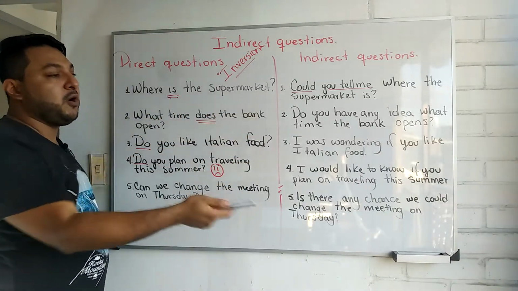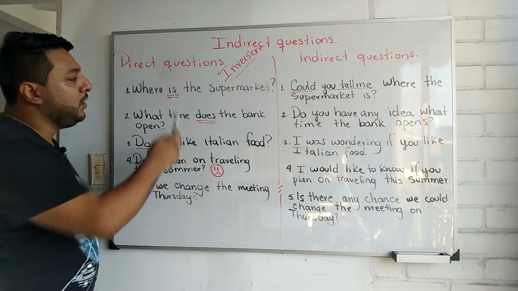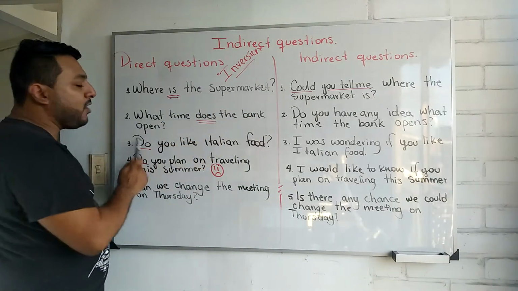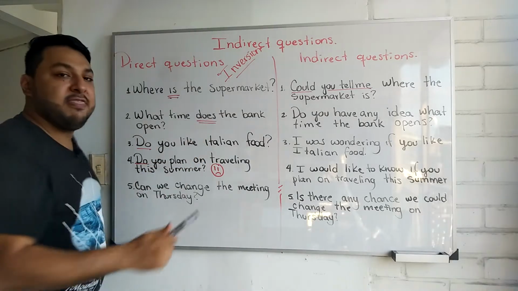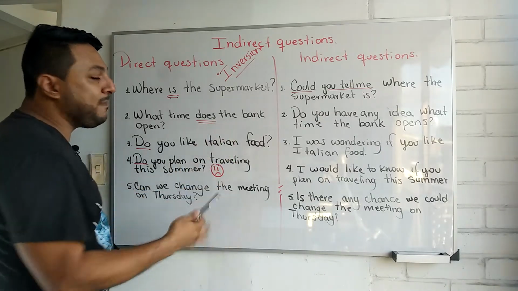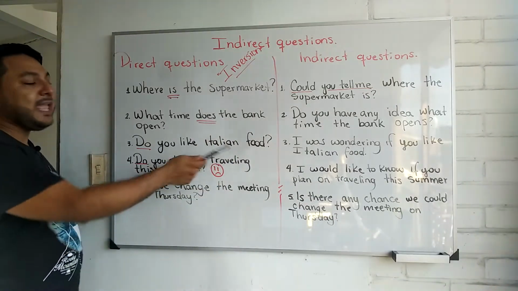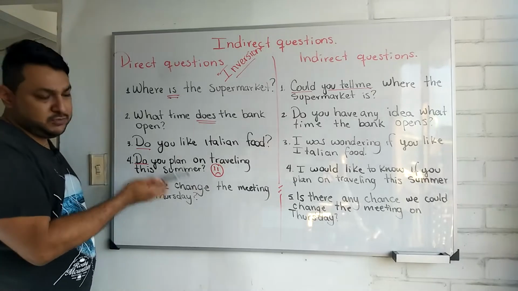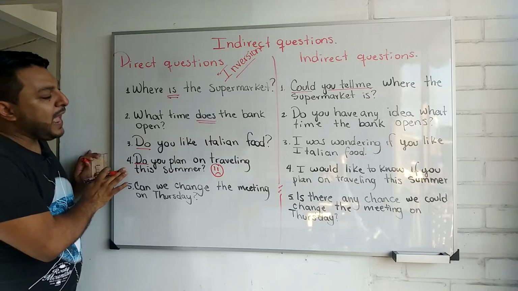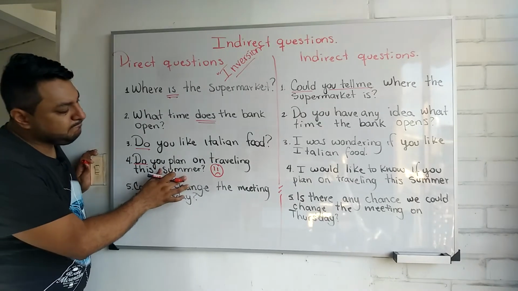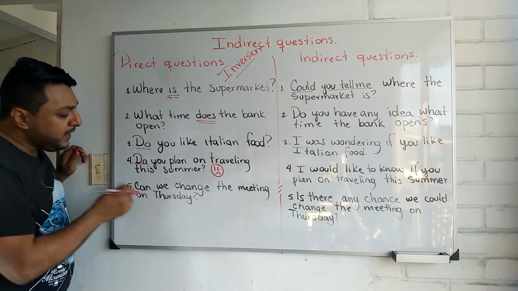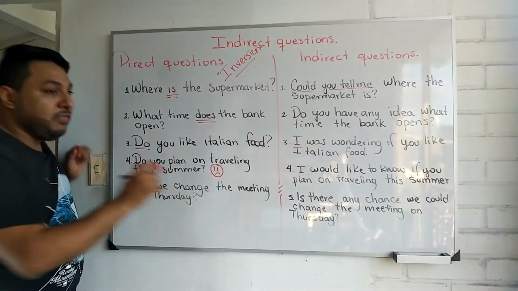Where is the supermarket? Here we have the auxiliary is, and the supermarket is the subject. What time does the bank open? Auxiliary does, because it's present simple, and then we go with the bank, that is the subject. Do you like Italian food? The auxiliary do, and you is the subject, and so on. Do you plan on traveling this summer? Probably not. You know what is happening in the world during this summer. And can we change the meeting on Thursday?